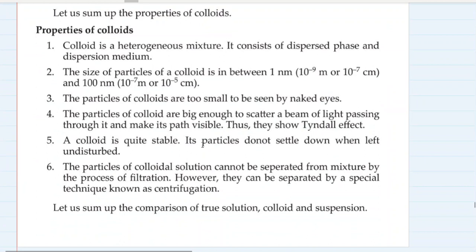So, properties of colloid. Colloid is a heterogeneous mixture, unlike true solution, which is a homogeneous mixture. Colloids and suspensions are heterogeneous. It consists of a dispersed phase and a dispersion medium. The size of particles of colloid is between 1 nanometer and 100 nanometer. The particles of colloids are too small to be seen by naked eyes.